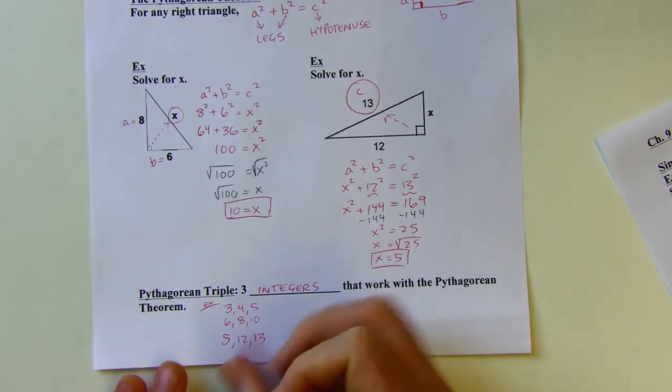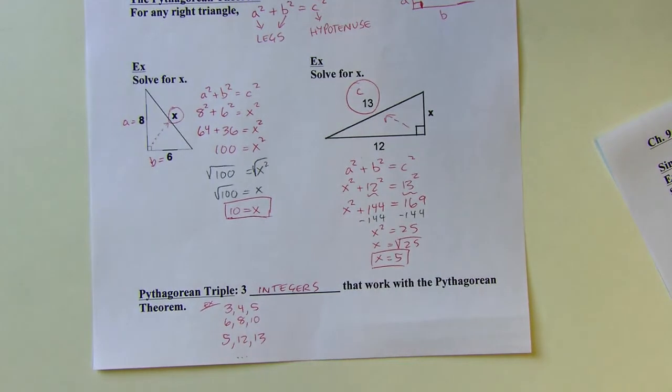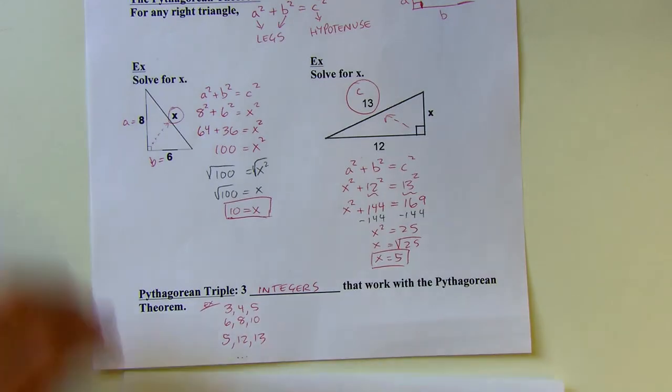Okay, and this list goes on and on. We could do this all day. It's an infinitely long list, but there are some very common ones that you'll see. I really just want you to know what a Pythagorean triple is for now. Okay. All right, so let's try one that is not a Pythagorean triple.